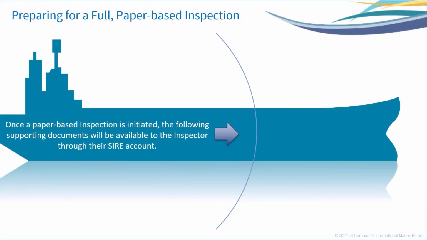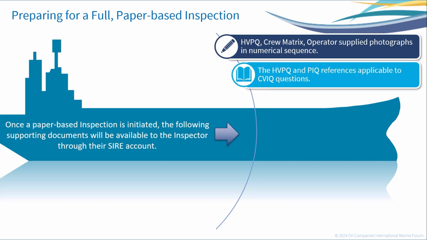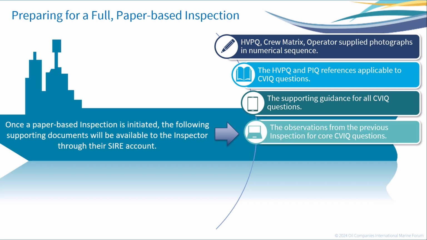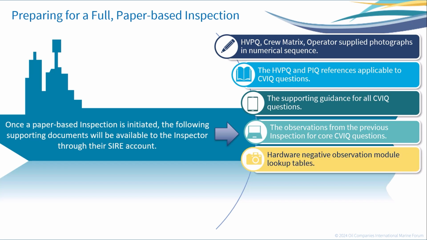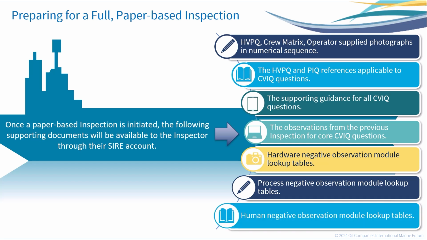Supporting documents can also be printed in their preferred configurations. The following supporting documents will be available to the inspector through their SIRE account as printable documents: the operator-supplied photographs in numerical sequence, the HVPQ and PIQ references applicable to CVIQ questions, the supporting guidance for all CVIQ questions, the observations from the previous inspection for core CVIQ questions, hardware negative observation module lookup tables, process negative observation module lookup tables, human negative observation module lookup tables.